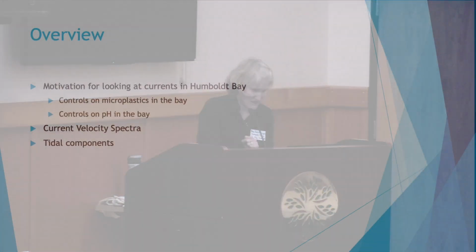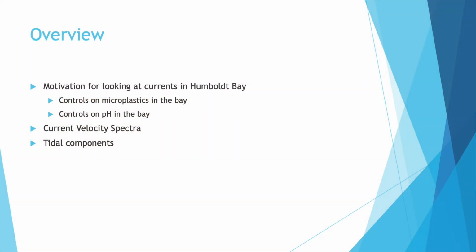So the overview is, why do we care? So motivation for looking at currents in Humboldt Bay. Why are these important? I don't know that I need to motivate any of you. I think you all think that the currents in Humboldt Bay are very important, but I'll give you a couple reasons. So one thing that we'll look at is a previous project where we looked at some of the controls on microplastics in the bay with another set of undergraduate students. And that is one of the motivating ideas for why we're looking at the currents now.